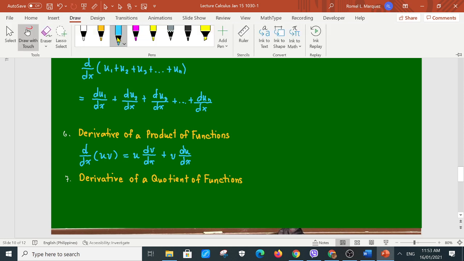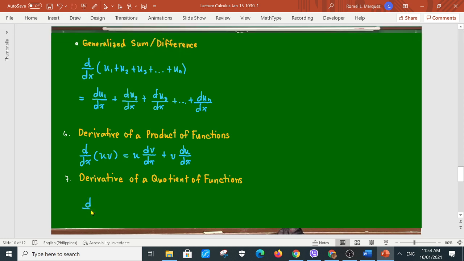Ano naman formula for quotient? The derivative with respect to x of u over v. That is quotient. Gawa muna tayo ng quotient. So, the denominator times the derivative with respect to x of the numerator, minus the numerator times the derivative with respect to x of the denominator, all over the square of the denominator.